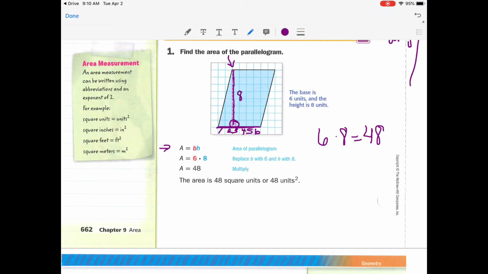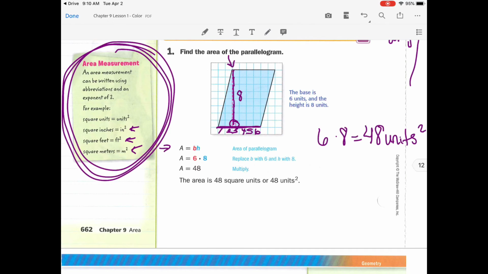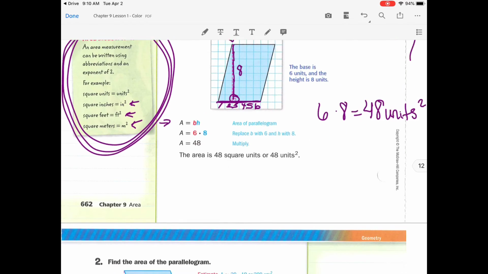And since we don't know whether this is feet or inches or meters, we're just going to call this units squared. Now, one really cool thing is right over here, okay? So circle this, star this. When we're talking area, it says an area measurement can be written using abbreviations and the exponent of 2. So if we're talking square units, it's units squared, square inches is inches squared, square feet is feet squared, and then meters is m squared. Okay, so those are some good key examples that you can use to look at while you go through this lesson.